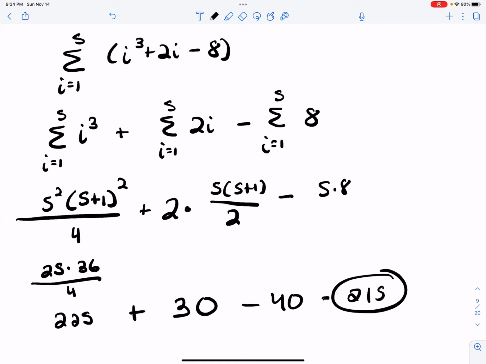You could sit there and add up every term, like i equals 1 to 5 of i cubed. You could add up 1 cubed plus 2 cubed plus 3 cubed plus 4 cubed plus 5 cubed, and you would get 225. For i equals 1 to 5 of 2i, you could add up 2 plus 4 plus 6 plus 8 plus 10. You'd get 30. For i equals 1 to 5 of 8, you could add up 8 5 times. You'd get the minus 40 there. And then you end up still with the 215. But these rules can make things a lot faster. So I would say make sure you familiarize yourself with those, the properties and the rules.